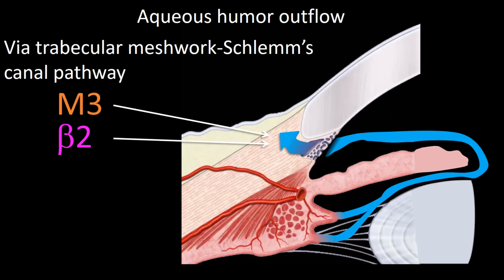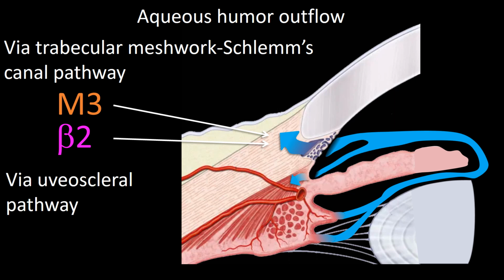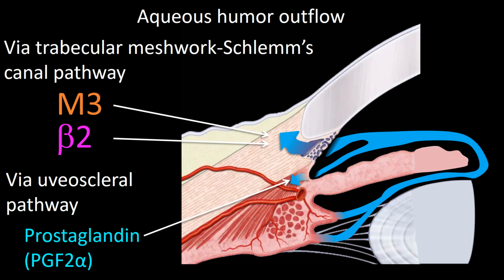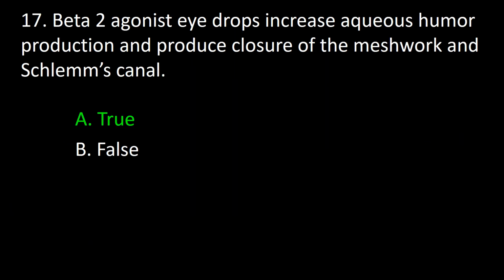In addition to the trabecular meshwork Schlemm canal pathway, there is a second smaller pathway, as we have previously mentioned, called the uveoscleral pathway, depicted in this frame. This pathway is influenced by prostaglandin. Prostaglandin increases the volume of humor going through it. So the answer to this question is true.